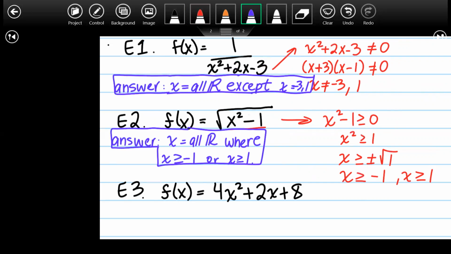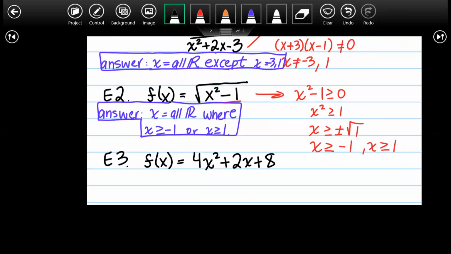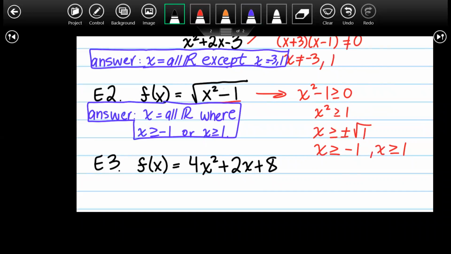Last one down below, what do we have? Do we have any square roots? Do we have any restrictions? What are we going to get for the last one? All real. X is equal to all real. Boom. Easy enough, right?